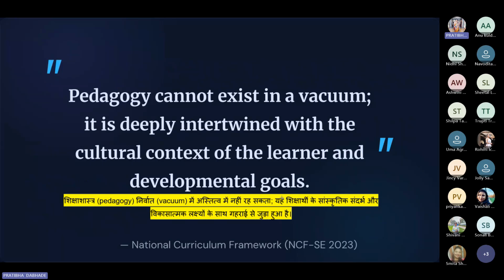And you can see here this particular quote, it is given in the National Curriculum Framework, that is, see, National Curriculum Framework for School Education 2023. Okay.